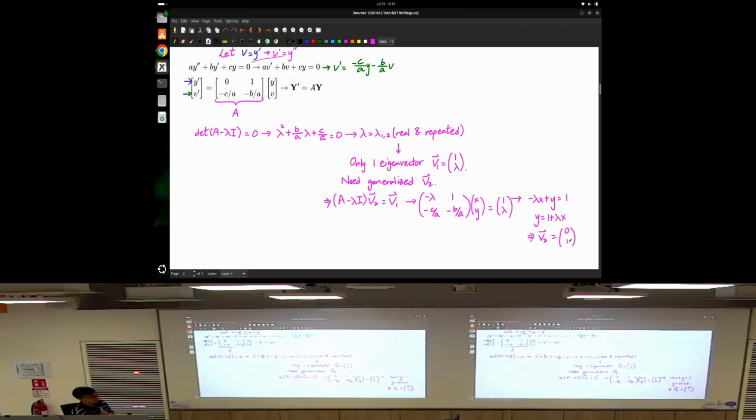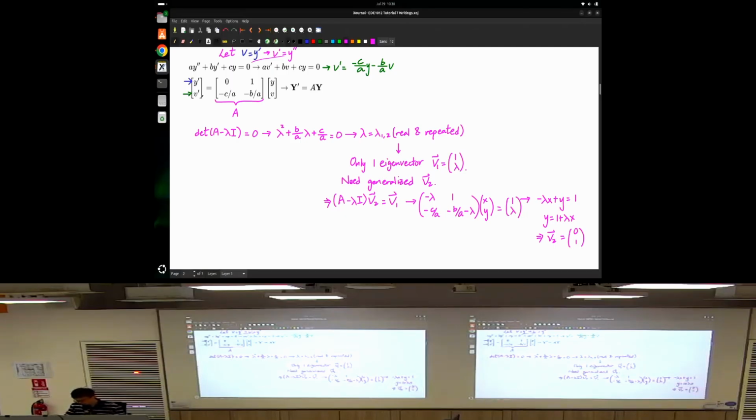Apologies, I noticed that I made a mistake. I forgot to minus lambda here. There should be a minus lambda because you need to minus lambda on the diagonals. Yeah, what's your question? Minus eigenvalue here, and minus eigenvalue here? Correct. Okay, thanks for your question. So you can see that I need to minus lambda here as well, but the equation here has no change. So therefore my V2 is (0, 1).